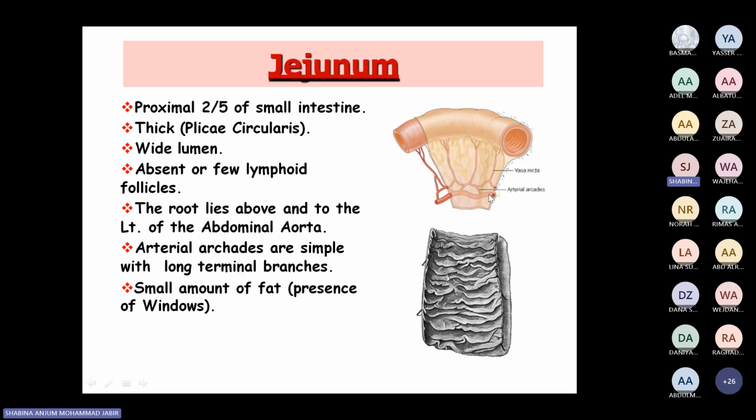So now you can see this is one of the main jejunal branches. Okay, so now it is not giving branches directly. Here you will find that it will make some arterial arcades, and then there are some terminal branches. Okay, so these terminal branches are longer in the jejunum.